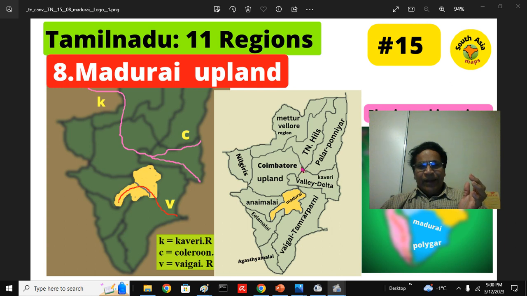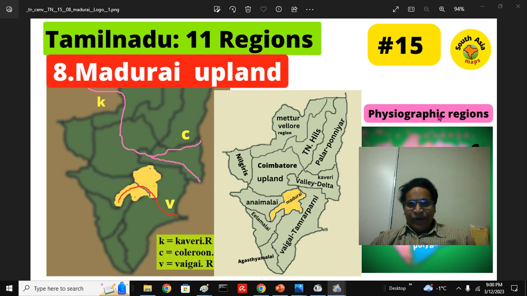We are continuing our Tamil Nadu series, part 15. We have identified 11 geographic or physiographic regions, among which we are talking about part 8, called the Madurai Uplands. You see this yellow blob is the Madurai Upland.